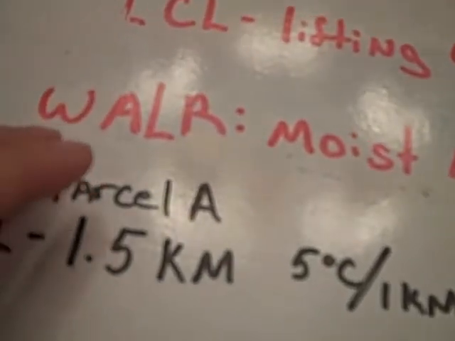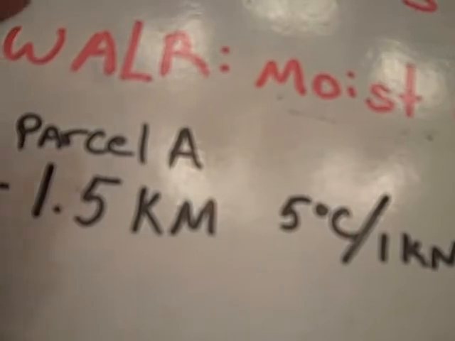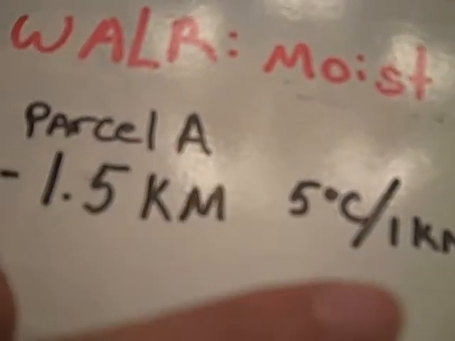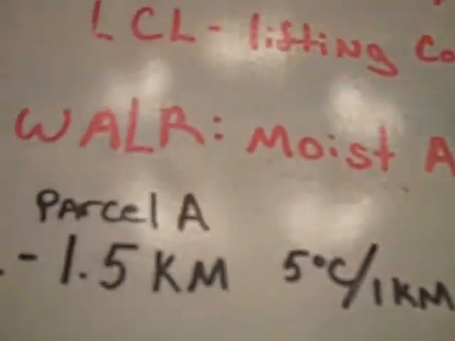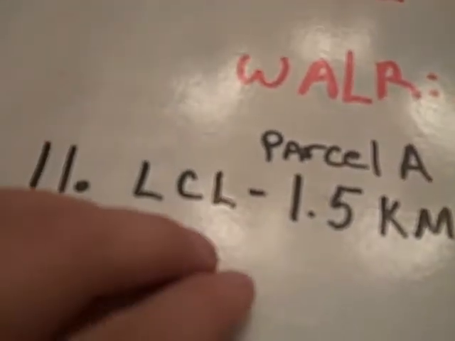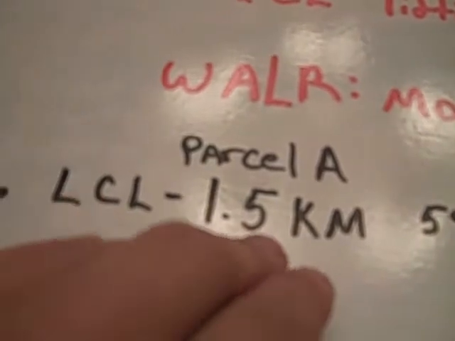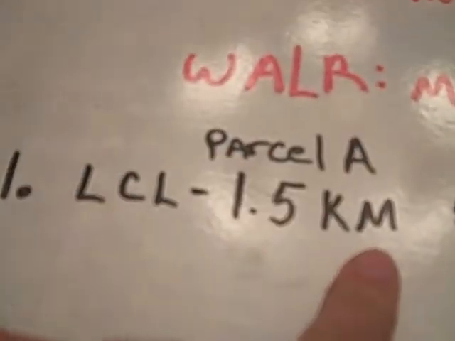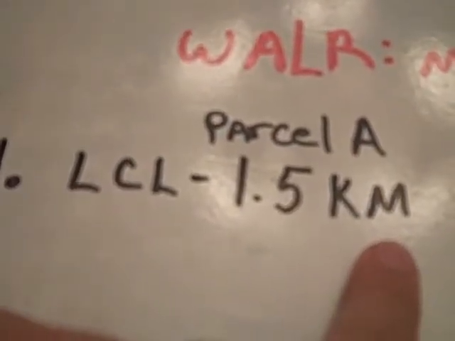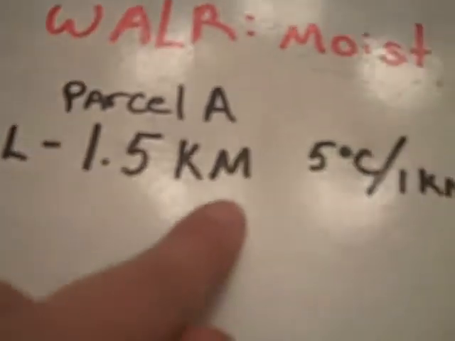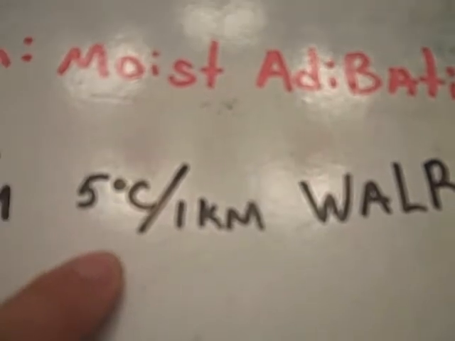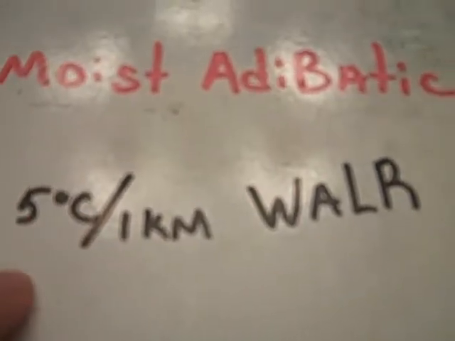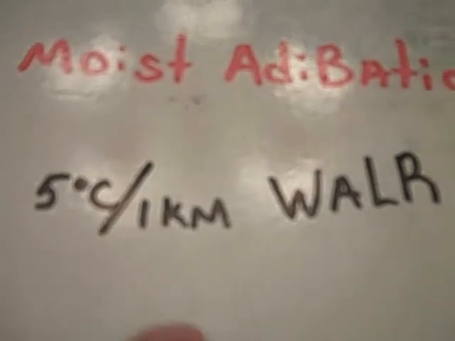And then they talk about a WALR, which is the wet or moist adiabatic lapse rate. And that is varied. And they give you two sets. So for parcel A, your lifting condensation level is 1.5 kilometers or 1,500 meters in height. And they tell you that the wet adiabatic lapse rate is 5 degrees Celsius every 1 kilometer.